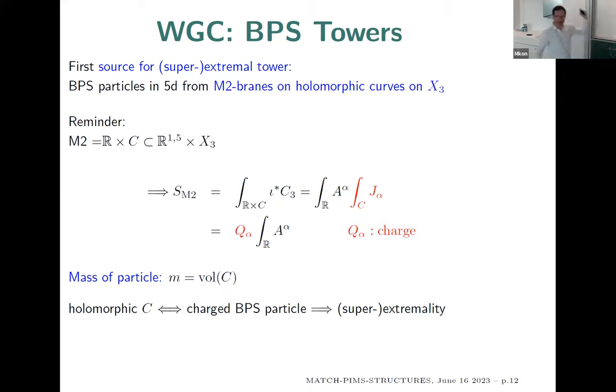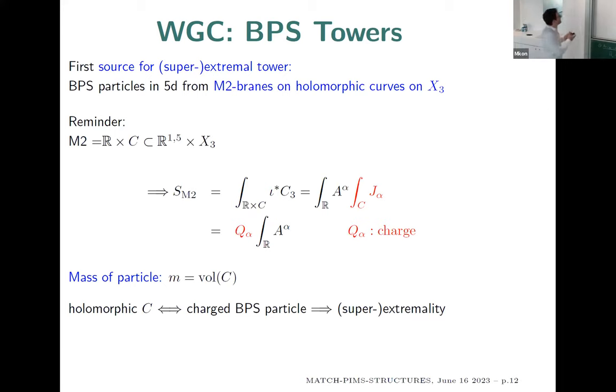So now, we talked about the gauge potentials. What about the particle? Which type of states could there be? The first source of potential states that would satisfy this constraint would be the BPS particles. BPS particles are known to always be extremal or super-extremal.